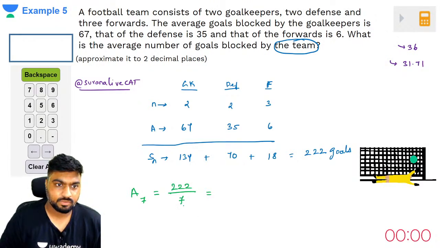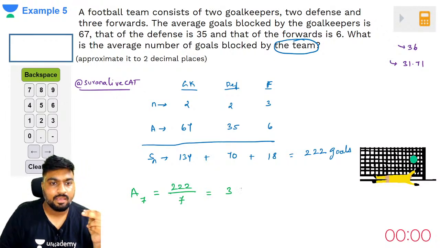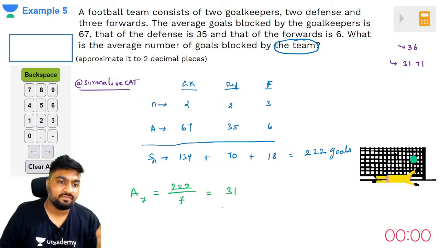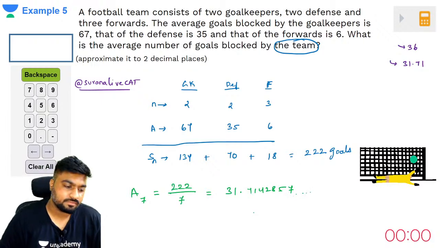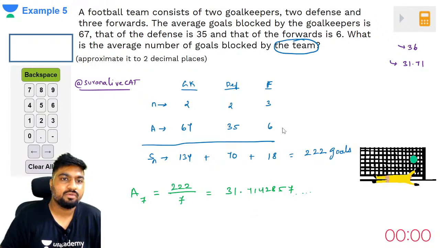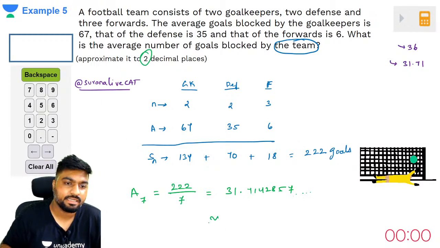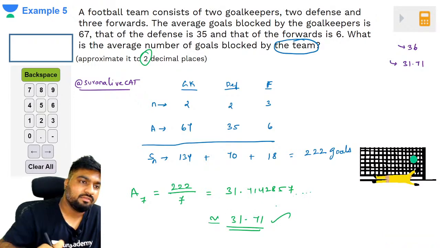7 times 30 is 210. If I remove 210, 12 is remaining. 7 times 1 is 7, remaining 5. 5 by 7 is what? 7.142857. Correct. This is your precise answer. But what do they want? They want it approximated to 2 decimal places. So approximately it is how much? 31.71. Beautiful, guys. Very good.